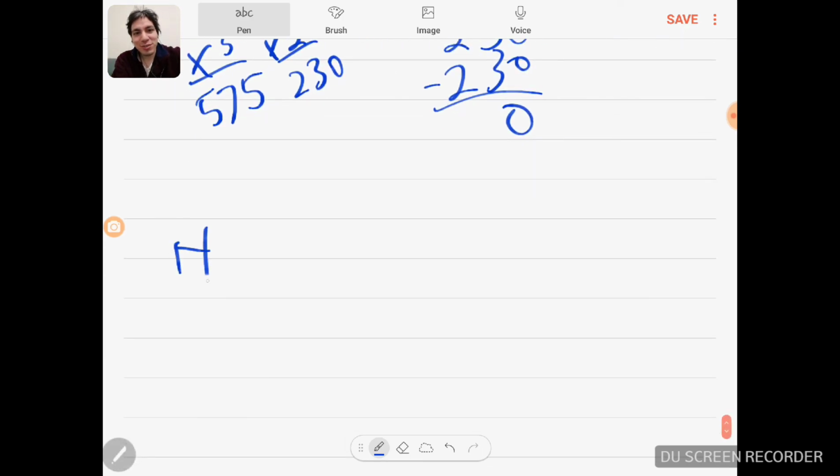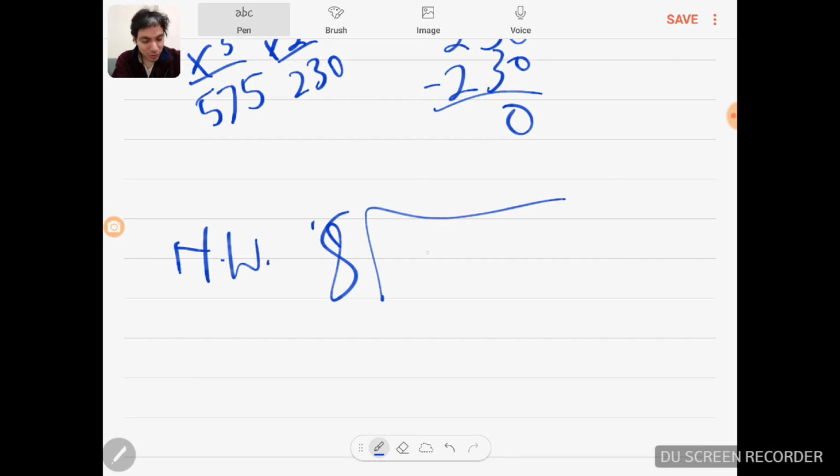And for homework, just for fun, I want you to divide 8 into 370.4. So leave your answers down in the comments down below.